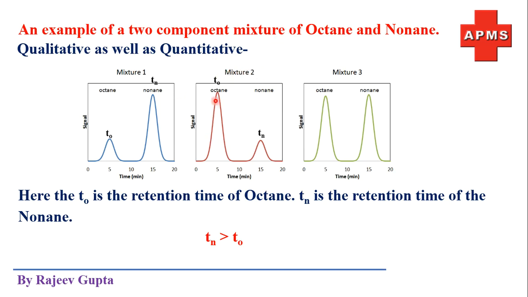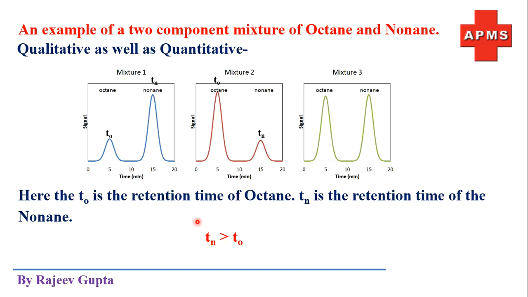See, in mixture second, the octane concentration is higher, almost three or four times higher compared to nonane. But in mixture 3, both components are 50-50% in the mixture. Okay, so here we get the same height of the peaks for octane and nonane. So this is the simple analysis shown for an octane and nonane mixture in gas chromatography.